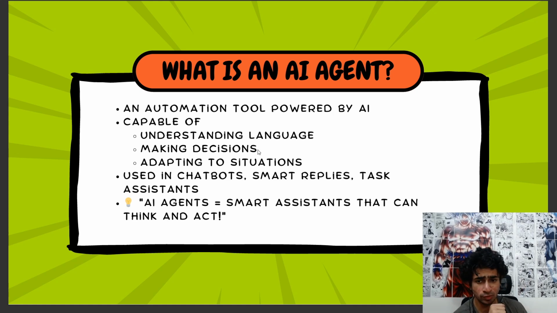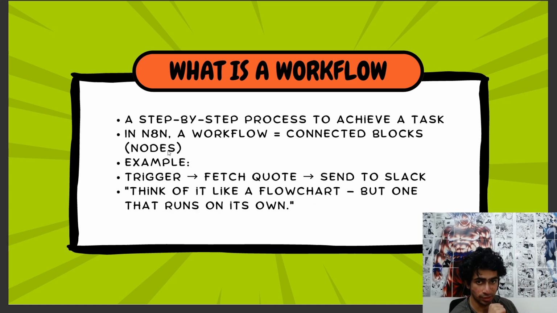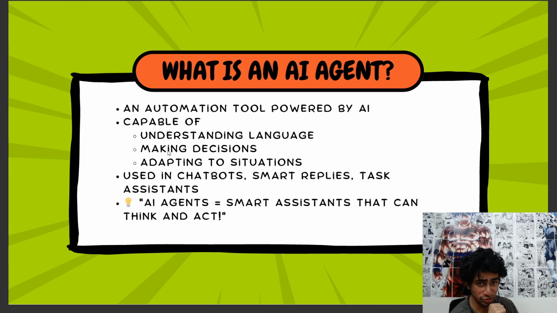So I'll not go too deep into AI chatbots in this video itself, because this is more about just an overview of automation and workflows. You have already understood what workflows are. You have already understood what automation is, and now an AI agent is basically an agent or a kind of bot which is capable of understanding human language, making decisions, and adapting to situations.